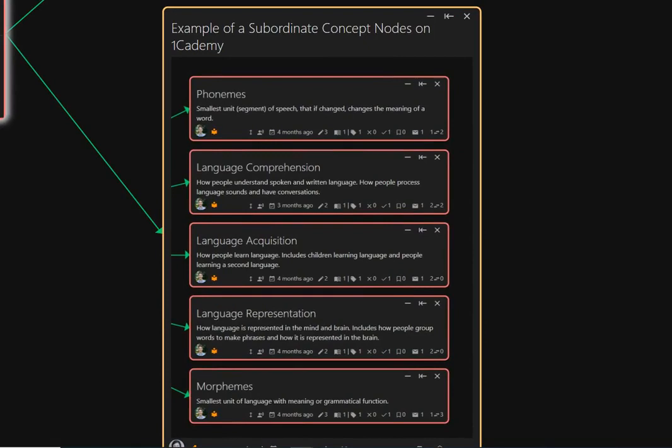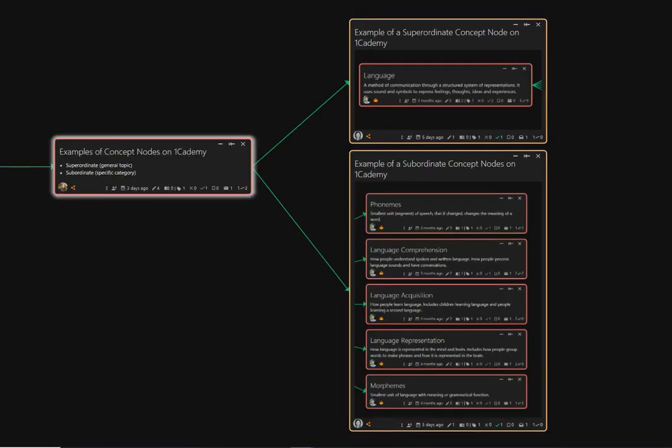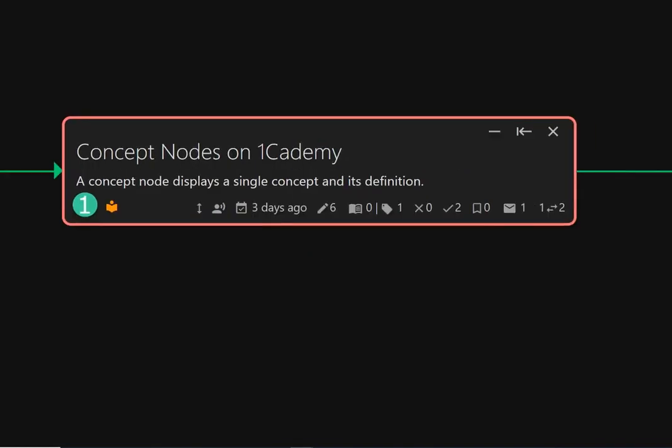superordinate topic, language. It is important to note that it does not matter whether a concept is superordinate or subordinate. All concepts on 1Cademy will be indicated by the concept node.